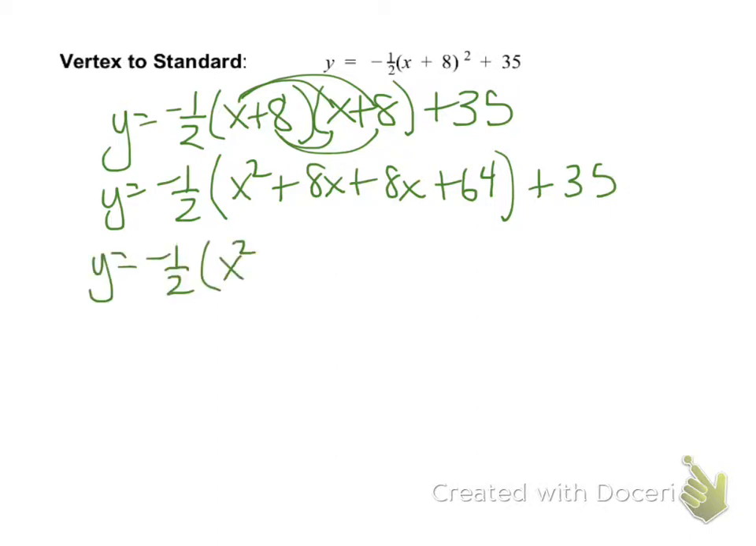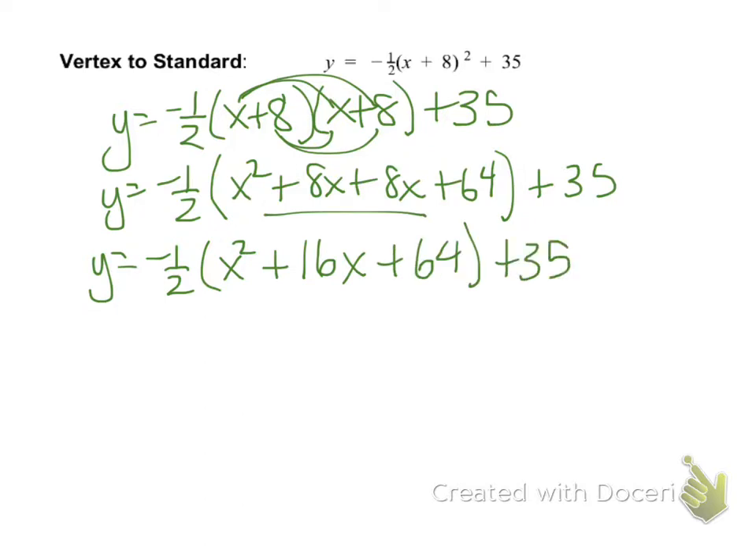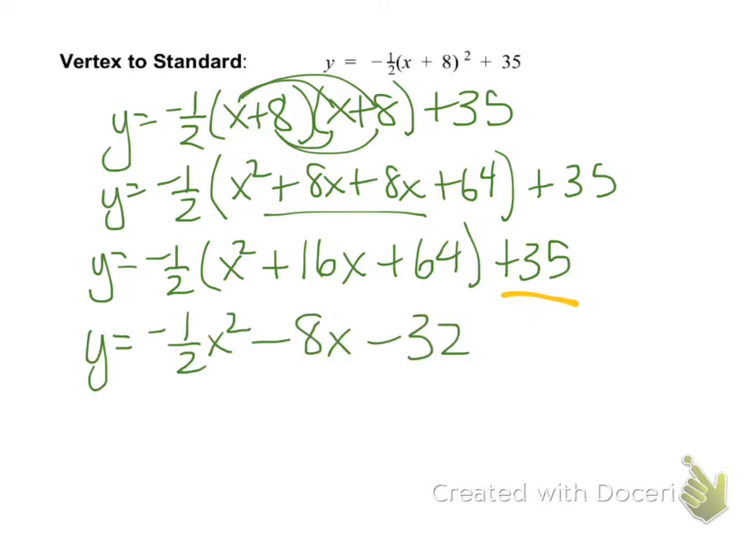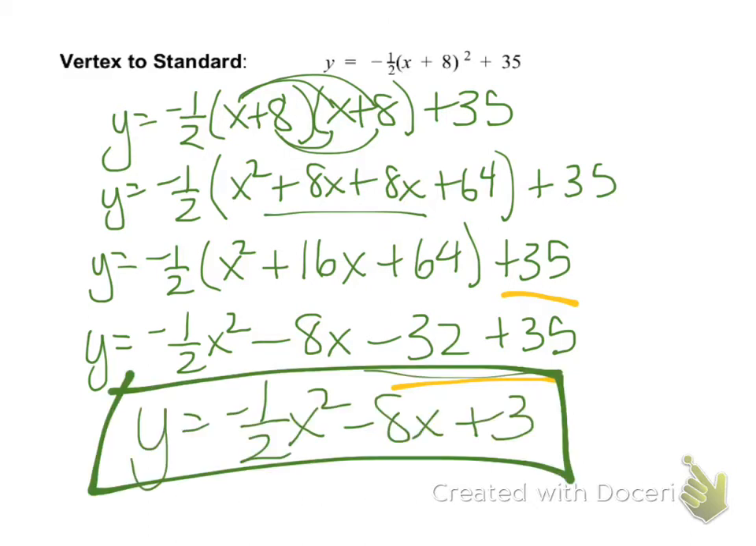Again, I'm just going to simplify things by combining like terms. Again, don't forget that plus 35, and I keep saying that because that is what tends to happen, is that 35 gets dropped somewhere along the way. But next, before we can add anything, we still need to distribute that negative 1/2. And so when we do, we can't forget the plus 35, and then finally we can add that. And when we do, we get negative 1/2 x squared minus 8x plus 3.